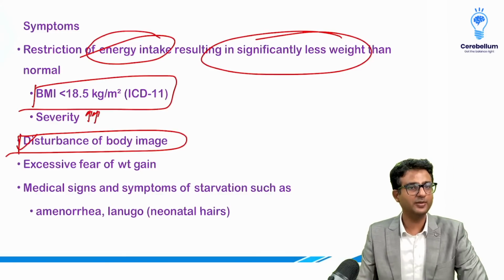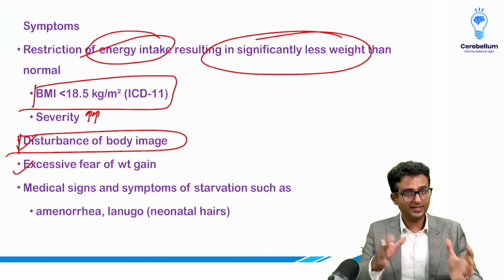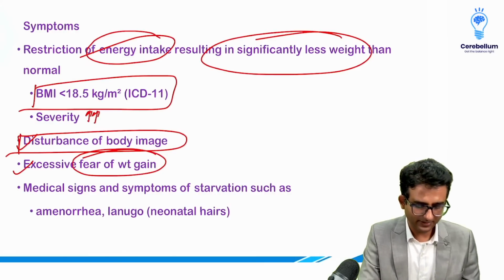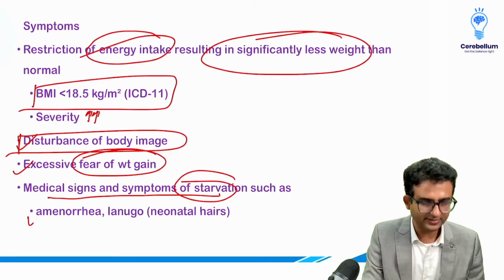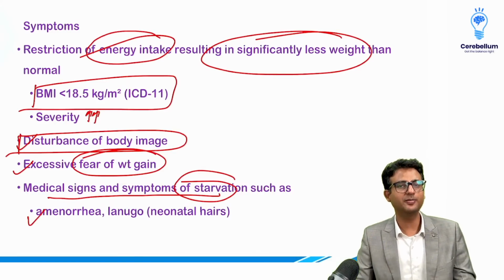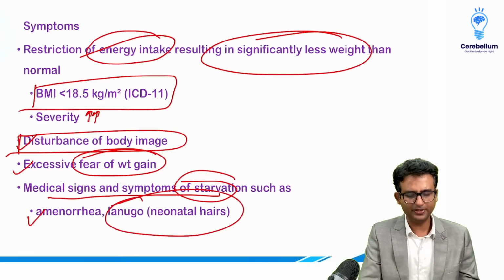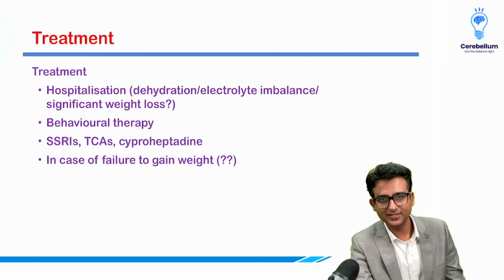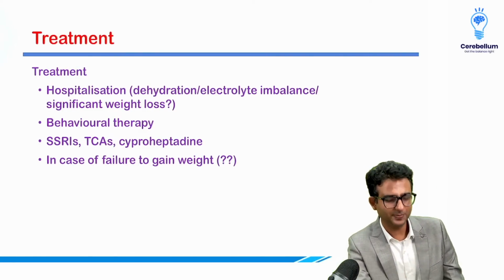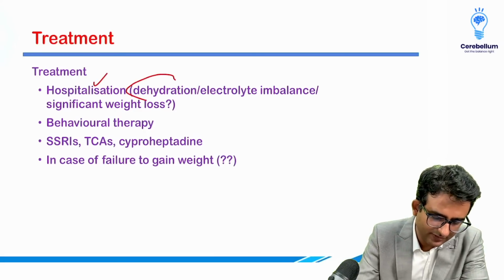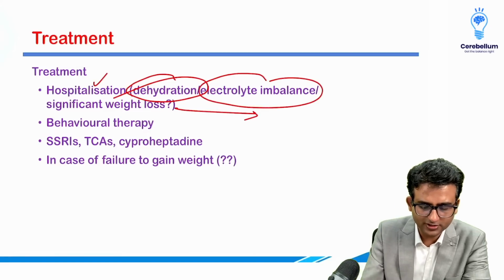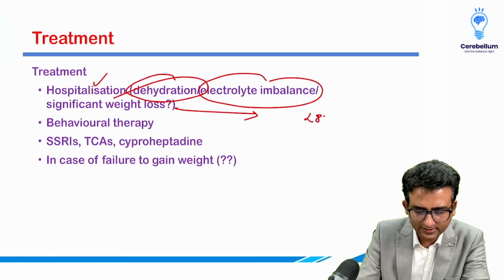There is disturbance of body image. The patient is very thin but still she is very afraid of gaining weight. And then there are medical signs and symptoms of starvation such as amenorrhea. Post-pubertal female has amenorrhea. There may be development of lanugo also. Important thing, FMG examination especially, when do you hospitalize the patient? If the patient has developed dehydration, electrolyte imbalances, weight loss is significant, less than 80% of desired weight.